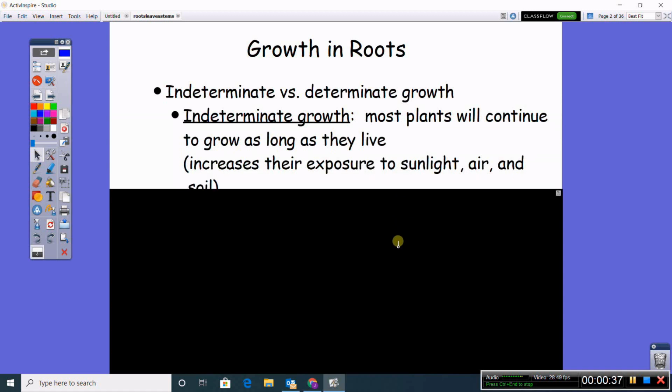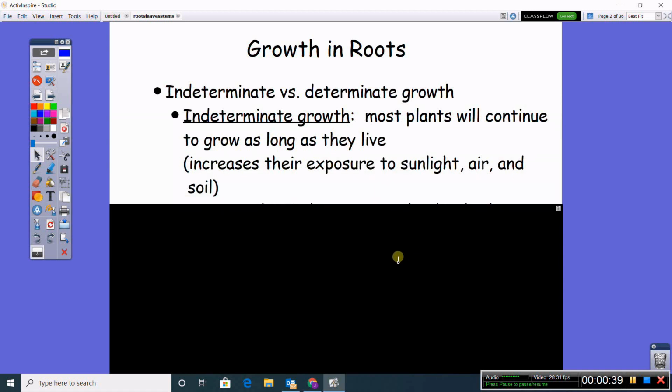So let's talk about growth in roots first. First, I want you to understand the difference between indeterminate and determinate growth. If we're talking about something that does indeterminate growth, it basically means that they continue to grow as long as they live. Okay, because that's advantageous for something like a plant because it's going to increase their exposure to sunlight, air, and soil. So it's in their best interest to keep growing as long as they're alive because it will help them to survive better.